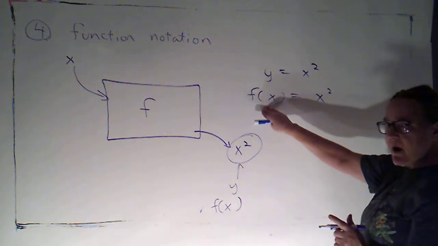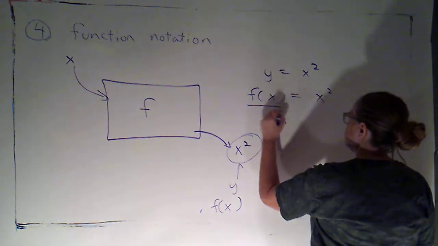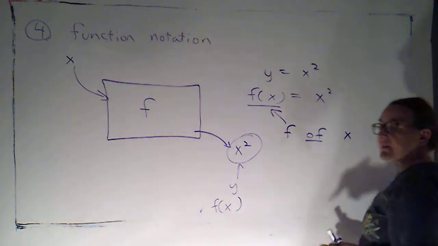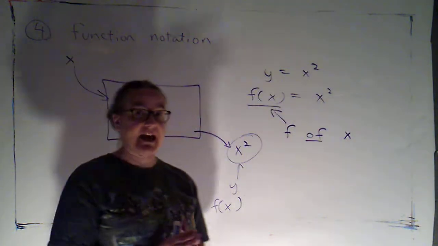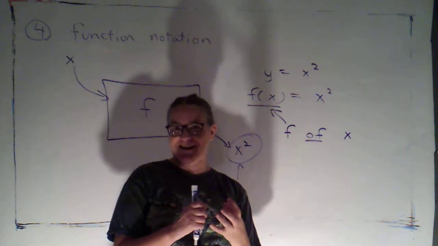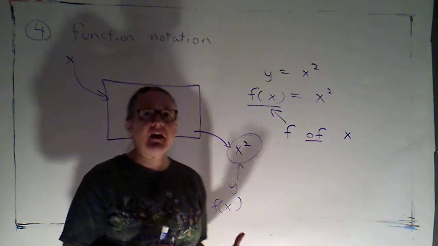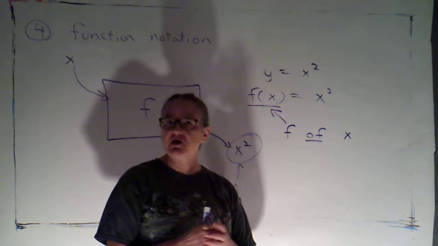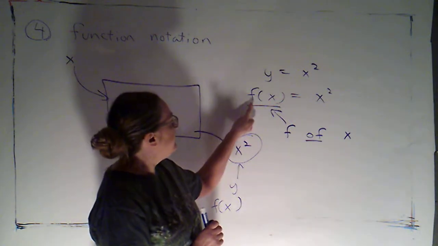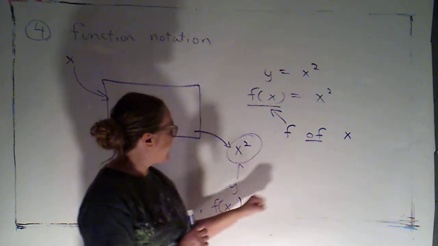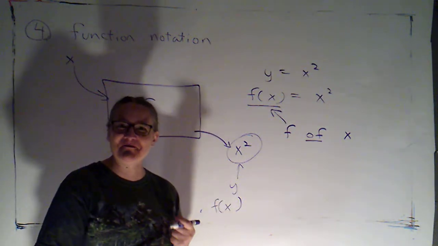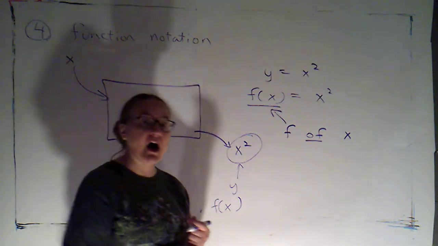Now, notice the way I'm reading this. This is f of x. It is not f times x. These are not two different things that are being multiplied together, although it sort of looks like that. We're using similar notation to what we use for multiplication, but this does not mean that. This is one symbol representing the y value that I get out. It's just a slightly more complicated symbol than simply writing y.